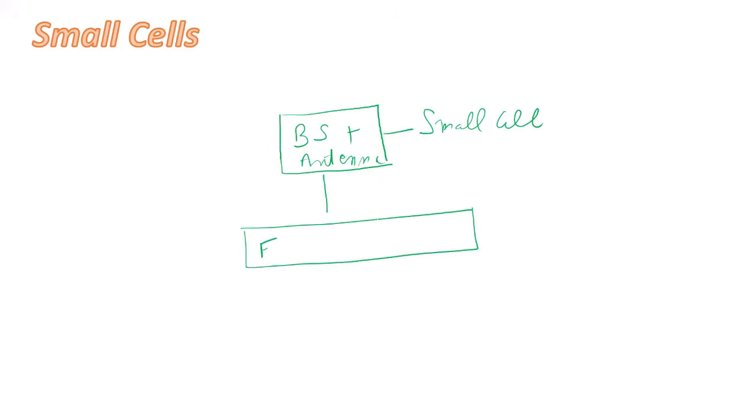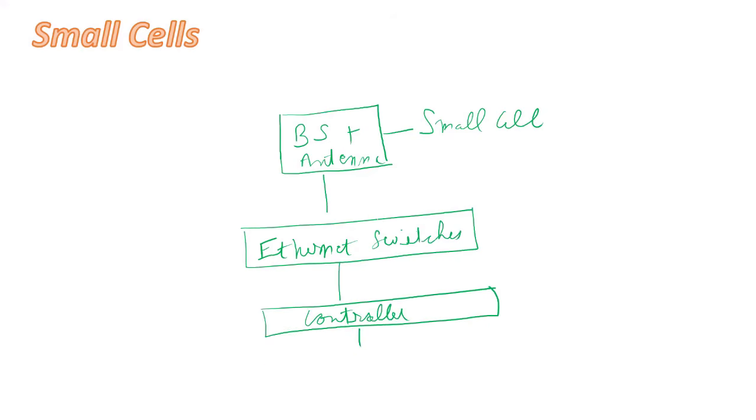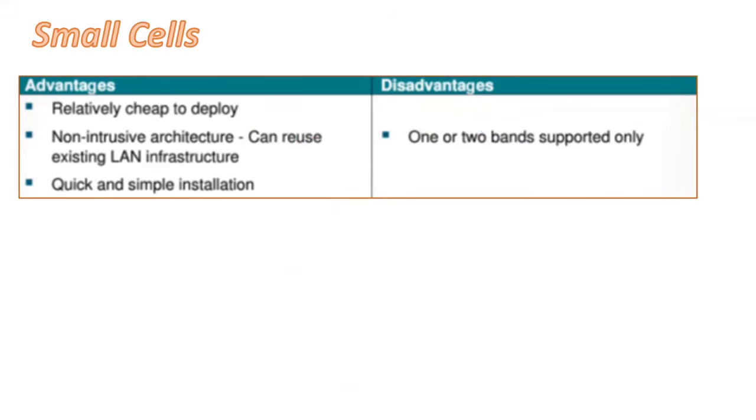Every small cell is basically a cell on its own, and it is the complete base station plus the antenna in one box, like an access point in Wi-Fi, right? So it will be base station plus antenna in one box. This is the small cell, and the small cell is connected to Ethernet switches, and the Ethernet switches are connected to a controller, and then the controller is connected to the core of the network, right? So this is the high level block diagram of a small cell, right? So what are the advantages?